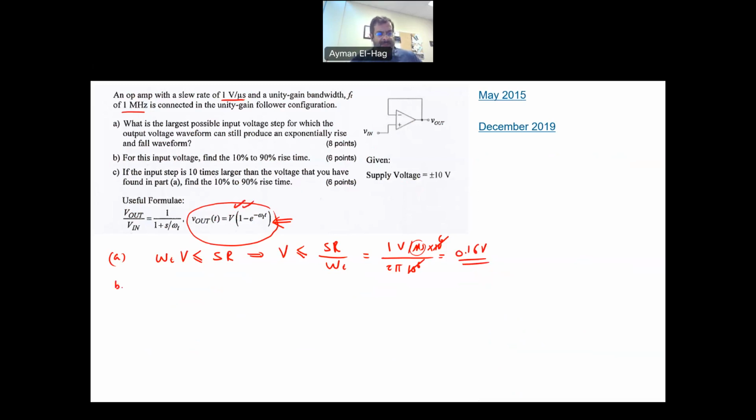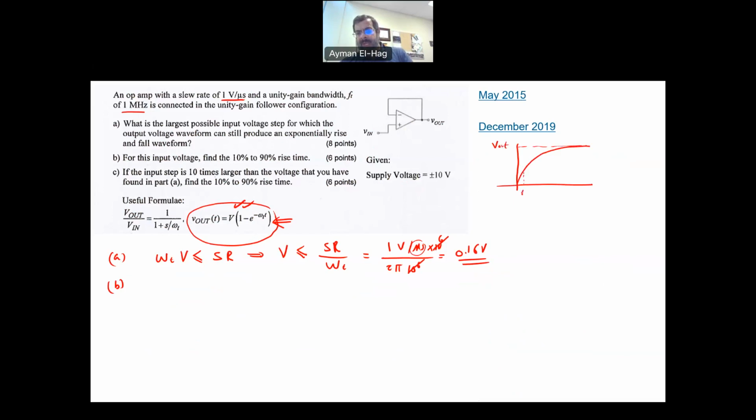Part B says here, for this input voltage, which is the one that we found here, or less than that, meaning that you are following the exponential function, find the 10% to 90% rise time. A bit of background, if I have here a rise function like this, so this is your eventual value, this is your V out, the steady state, okay?